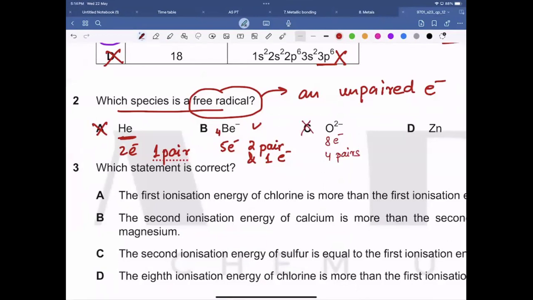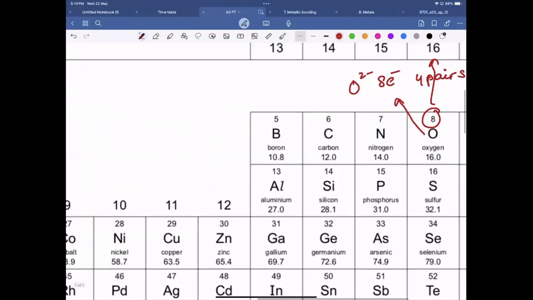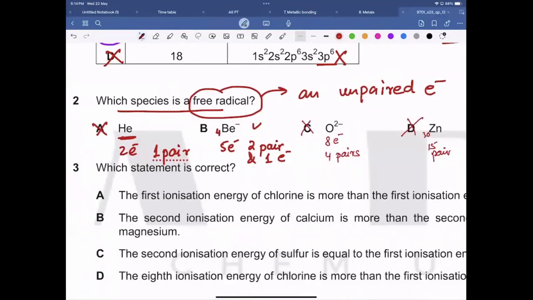Now zinc. How many electrons does zinc have in total? 30. If there are 30 electrons, that means 15 pairs of electrons. So here also there is no single electron which is unpaired. So D goes wrong as well. We have identified A, C, and D as wrong, so my correct answer is B. Is this clear to all of you?